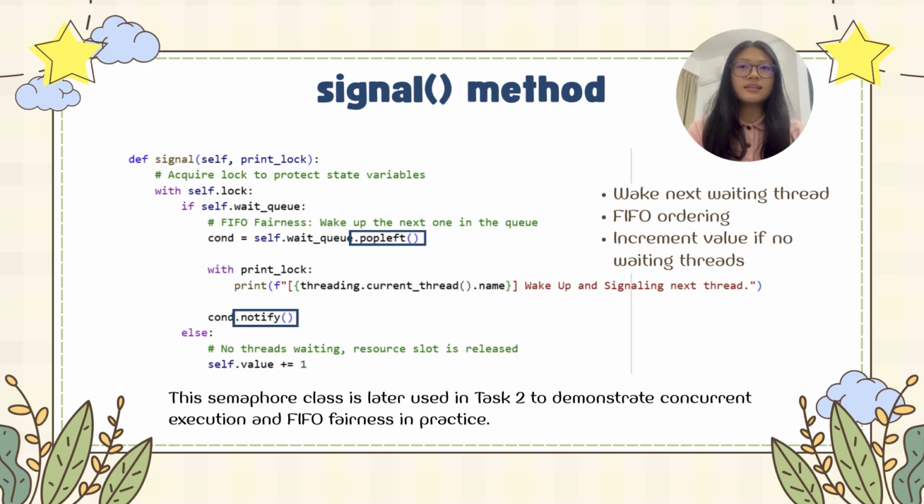The semaphore class is later used in tasks to demonstrate concurrent execution and first-in, first-out fairness in practice.